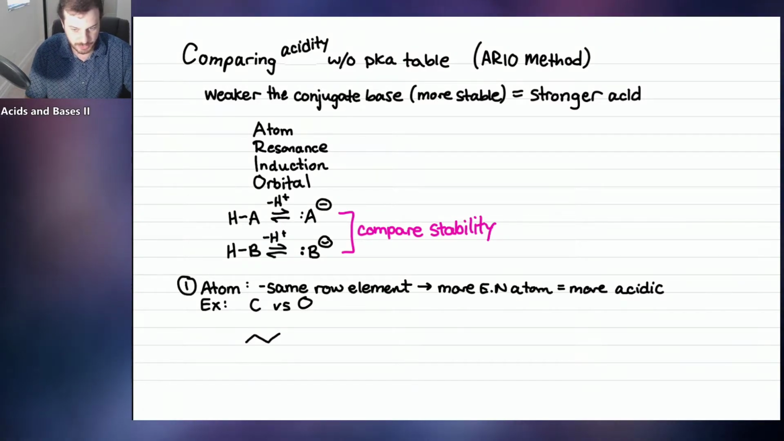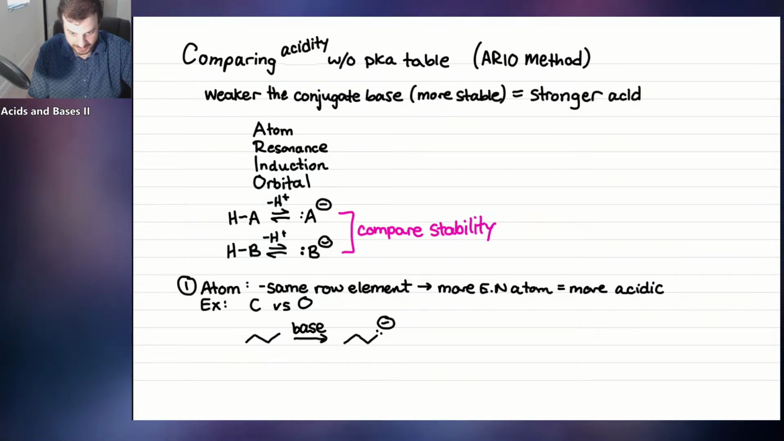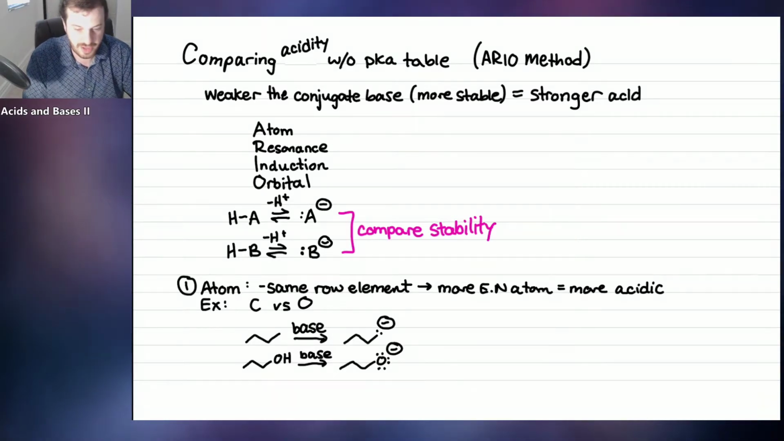So there's butane. And if we treat that with a base, in other words, the butane's going to act as an acid and we're going to add some base to it. We're going to deprotonate the butane and we're going to get the butyl anion, which looks like this. Now let's take propanol, treat that with the base. If we remove the proton from propanol, we're going to remove the H on oxygen and we'll end up with the propoxide anion.